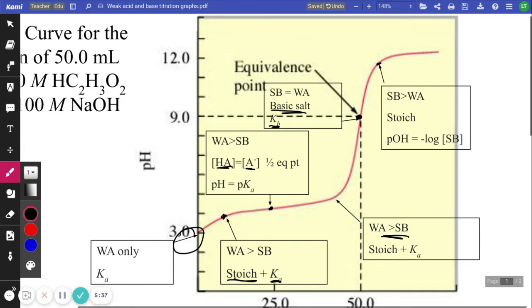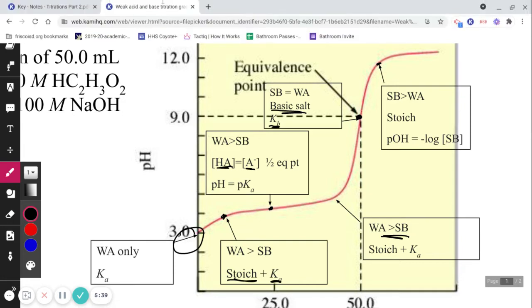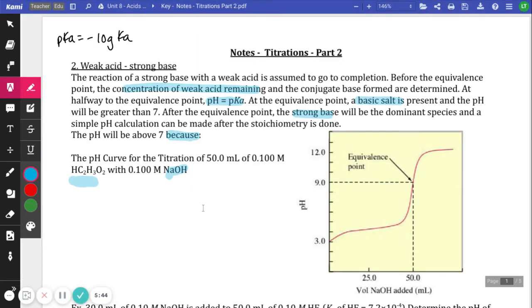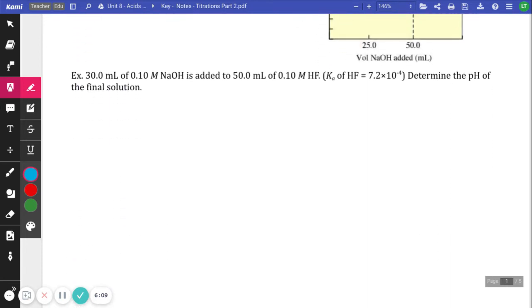All right, so we are going to jump in. We're going to do three problems in weak acid and strong base: one before the equivalence point, one at the equivalence point, and one after the equivalence point with you guys. And then we'll talk about strong acids and weak bases. I'm going to solve one of them, and then I'll have you guys solve the other two. So that's the game plan. Let's get started.